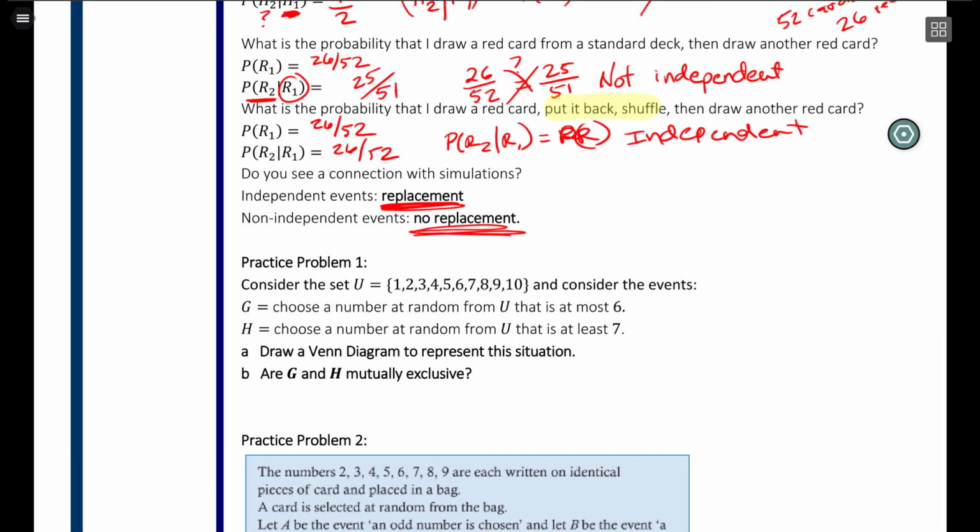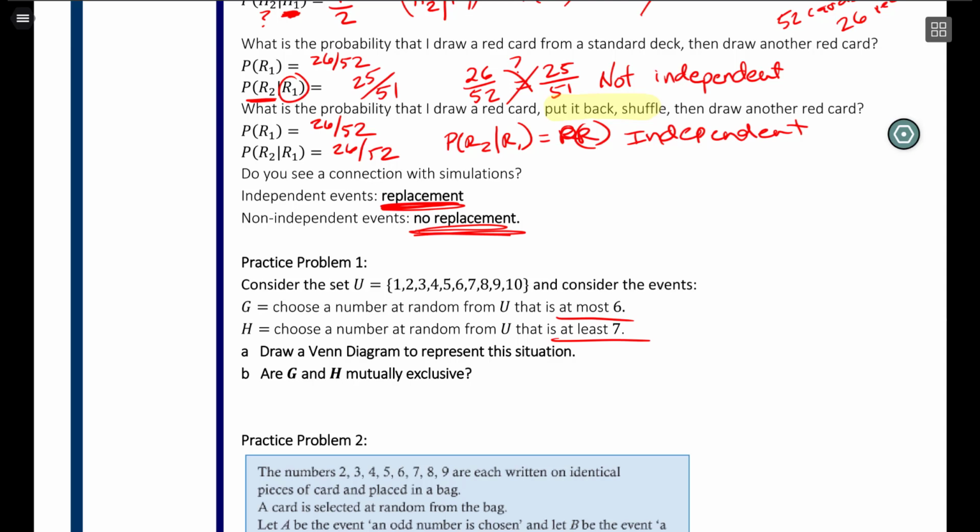Okay, consider the universal set U: 1, 2, 3, 4, 5, 6, 7, 8, 9, 10. So the natural numbers between 1 and 10 inclusive. Consider the events: G is a random number from the universal set that is at most 6, and H is a random number that is at least 7. Draw a Venn diagram to represent this situation.